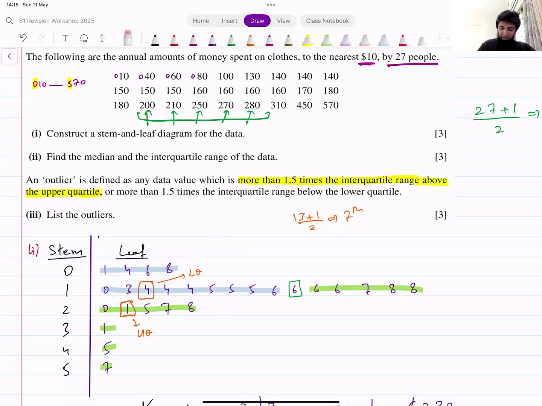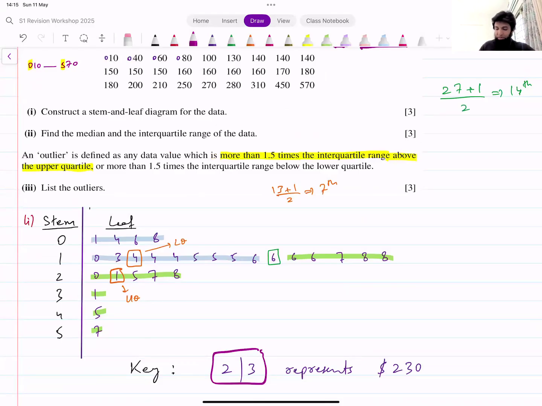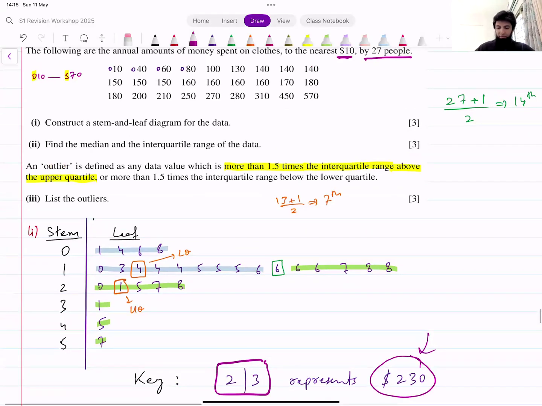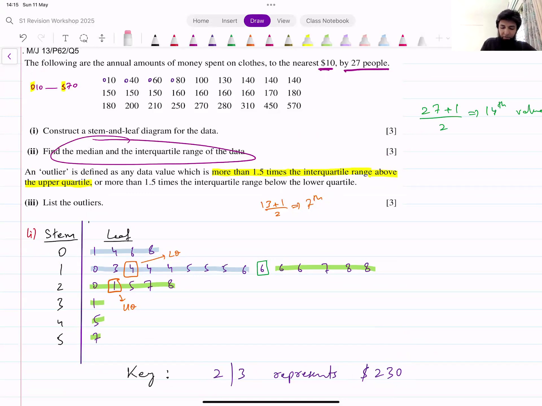And then in the key that you draw, you say something like this: 2, vertical line, 3, represents $230. So that last 0 will be represented in the key here. Okay, so that's the more complicated type of stem and leaf diagram that you would see sometimes, in which it becomes a bit confusing what to take as the leaf. Then you have to find the median and interquartile range. We've talked about that before.